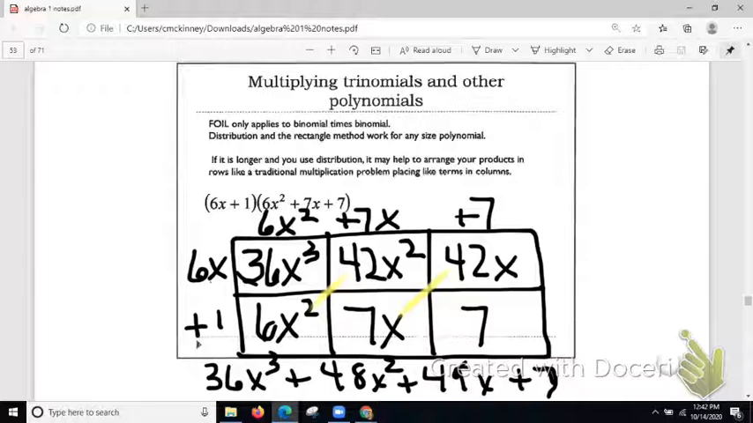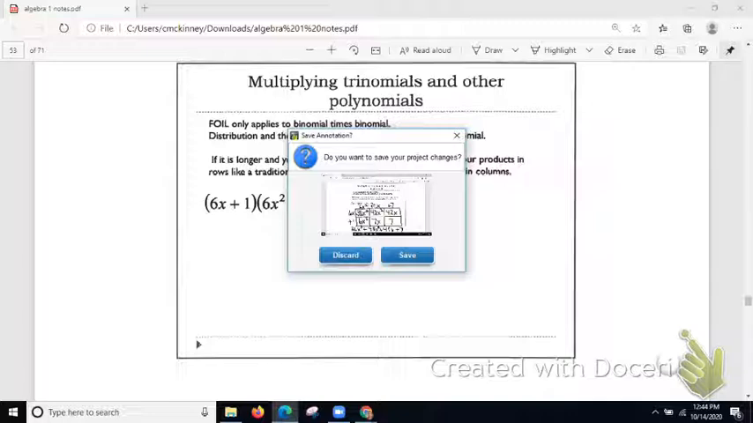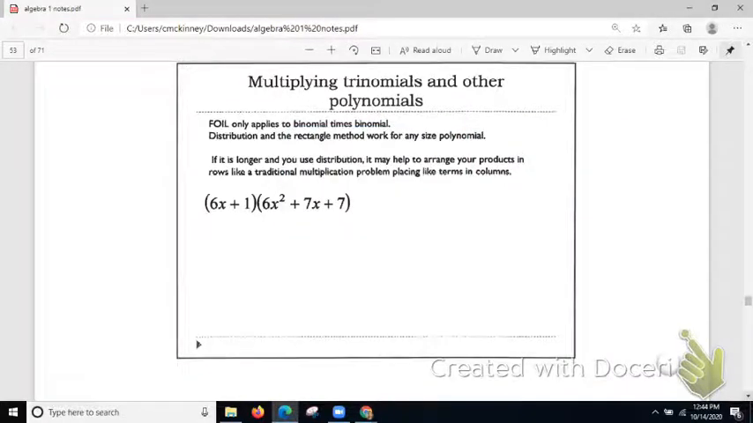So, different people have different opinions. Some people love the box because it helps them make sure they don't forget any parts. Other people say, Miss Carolyn, if you make me do the box, I'm going to hurt myself. Hopefully not seriously. But it just feels like extra work because you have to rewrite the problem. But if it helps you so you don't forget any of the parts, it's worth rewriting the problem. But both ways, final answer should be the same. Absolutely the same.